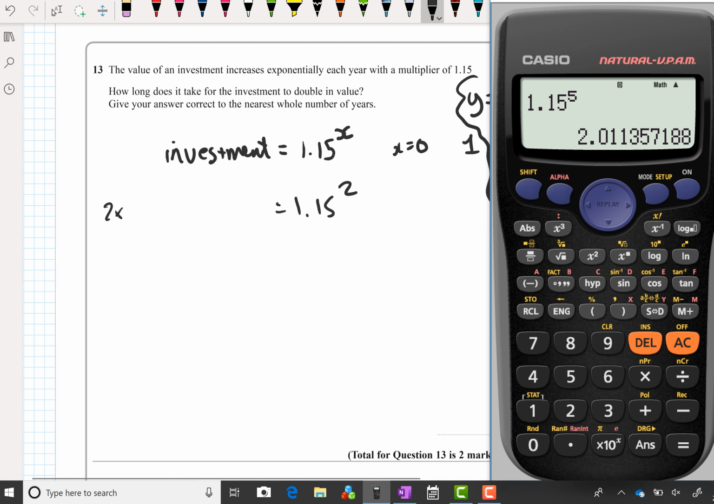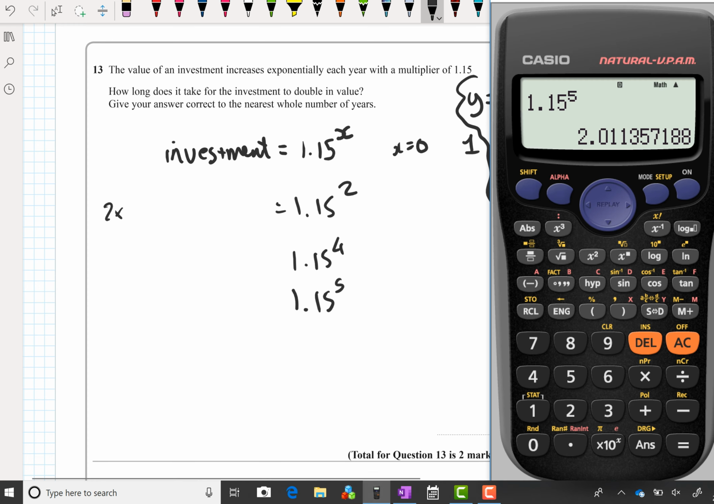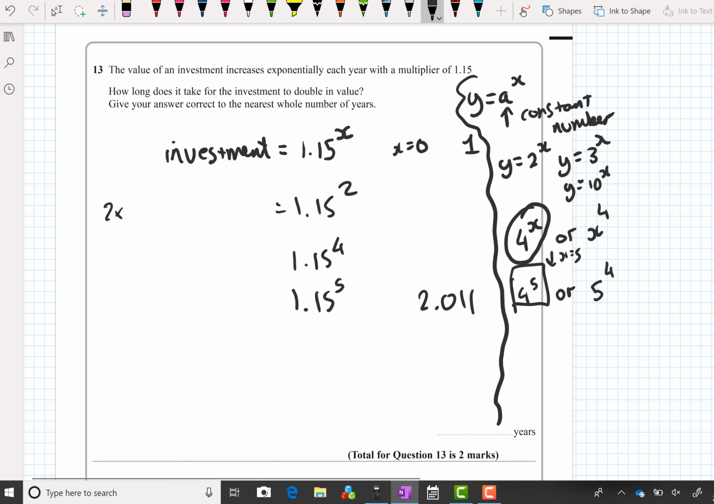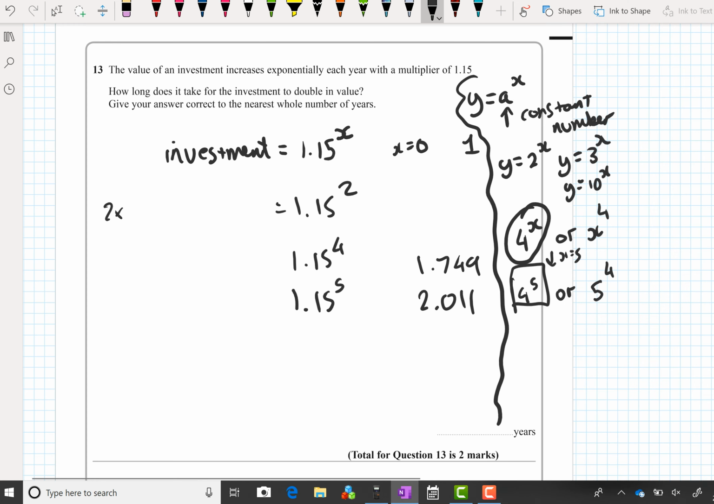So if we just pull those two important parts down, 1.15 to the 4. The answer to this one was 2.01, and the other one, if I press up, remember, replay function, press up, press down, press up, press down. Right, 1.749. Now, of course, after 4 years have elapsed, it's not quite doubled in value, but after 5 years have elapsed, so that's, remember, at the end of the 4th year, that's the value.